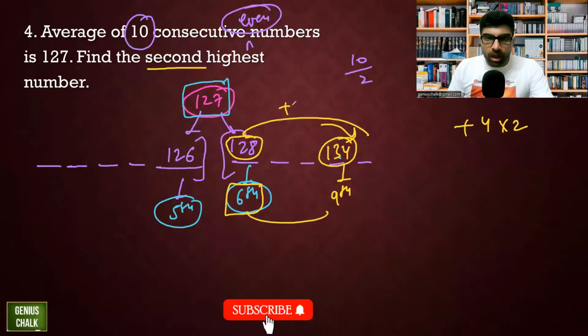So how many observations gap? 3. And every observation there is a 2-step gap. So it is plus 6. So 128 plus 6 is 134. So 134 is my answer for this question. I hope this concept is clear.